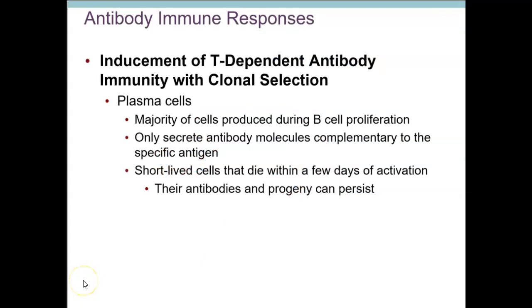Most of the cells that are made by B cell proliferation are those plasma cells. I showed an image of those a few slides back. They basically just secrete antibodies that have that antigen binding site, and that's it. They live only for a few days, and their antibodies actually last longer than they do. They can also do mitosis and release more plasma cells, but the plasma cells themselves don't really last for more than a few days typically.